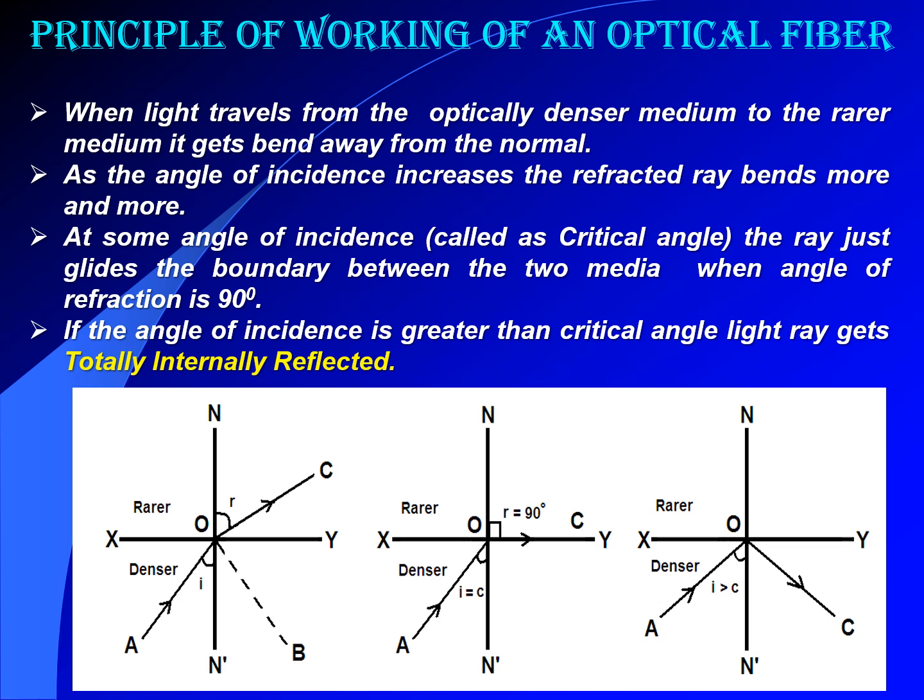Then what is the principle of working of optical fiber? When light travels from the optically denser medium to rarer medium, it gets bent away from the normal. And as the angle of incidence increases, the refracted ray bends more and more. At some angle of incidence, that is critical angle, the ray just glides along the denser to rarer boundary and the angle of refraction becomes 90 degree. So if the angle of incidence is greater than the critical angle, the light ray gets totally internally reflected. It gets reflected in the same medium, the denser medium.